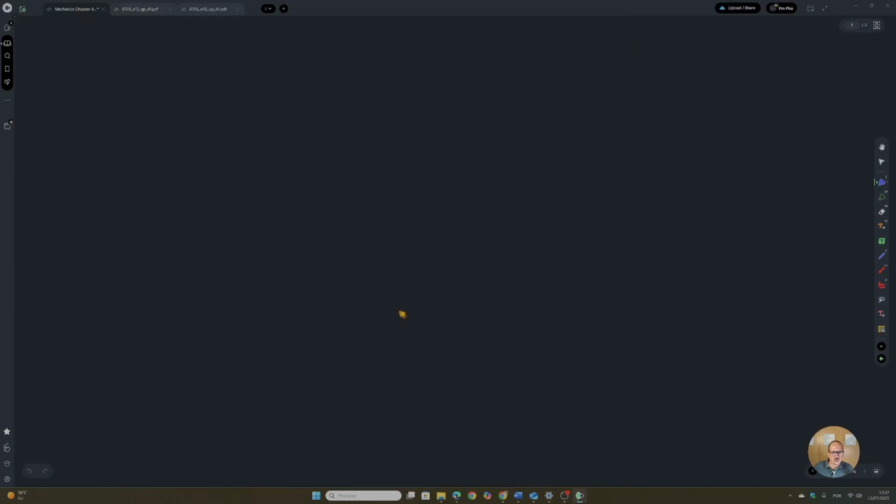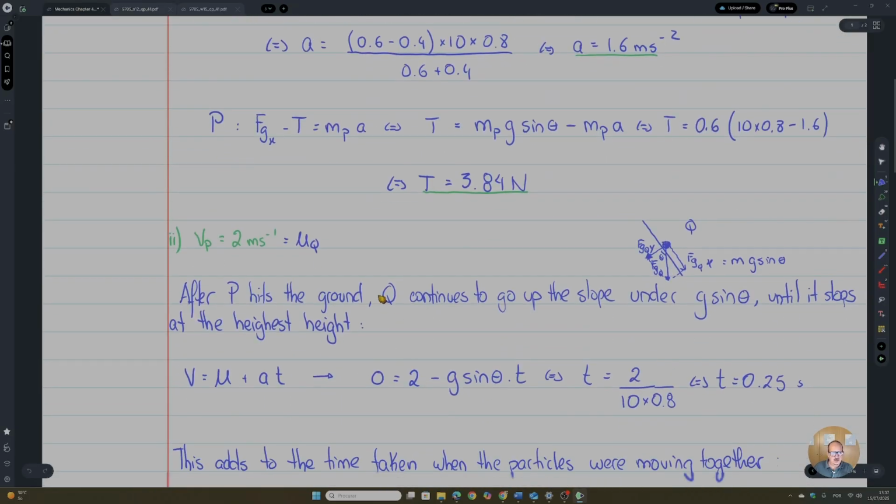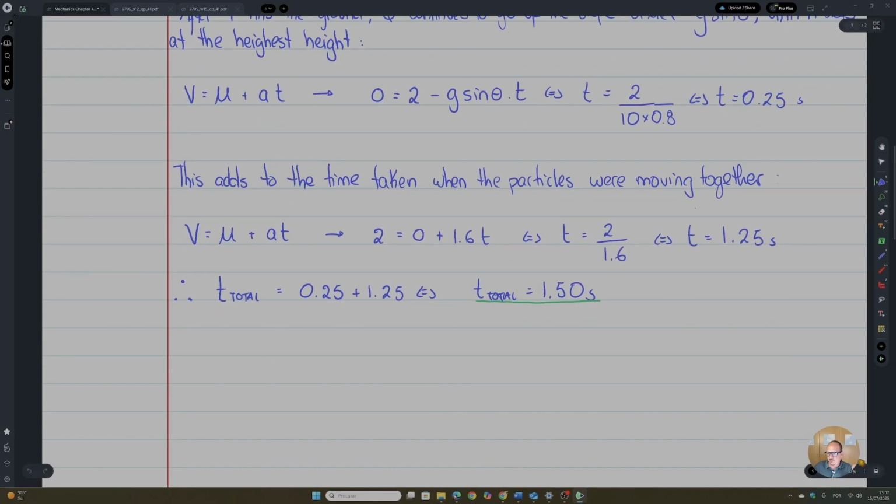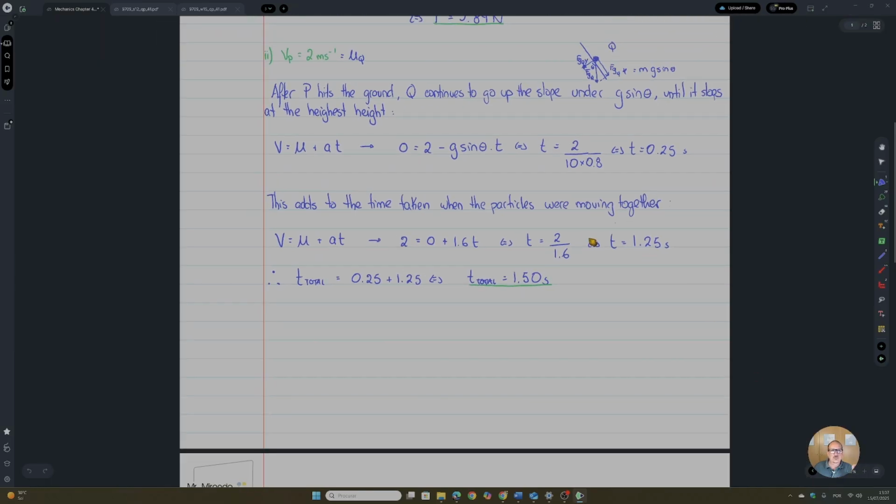I started with calculating the time taken after P hits the ground. Let me put this a little bit smaller now, okay?